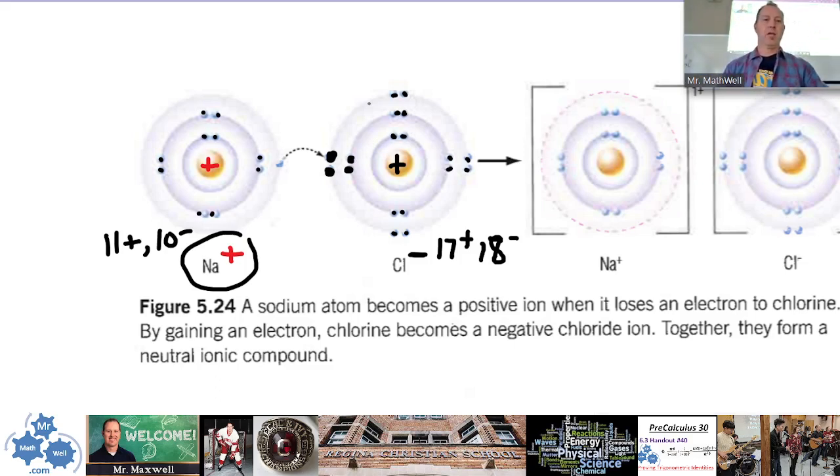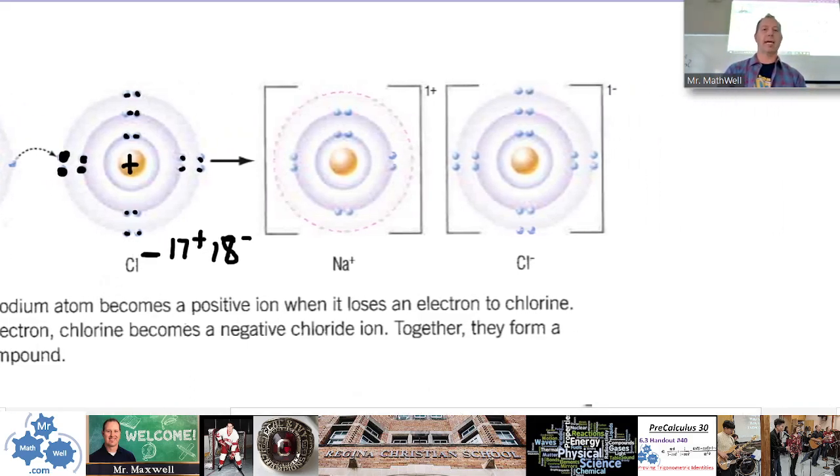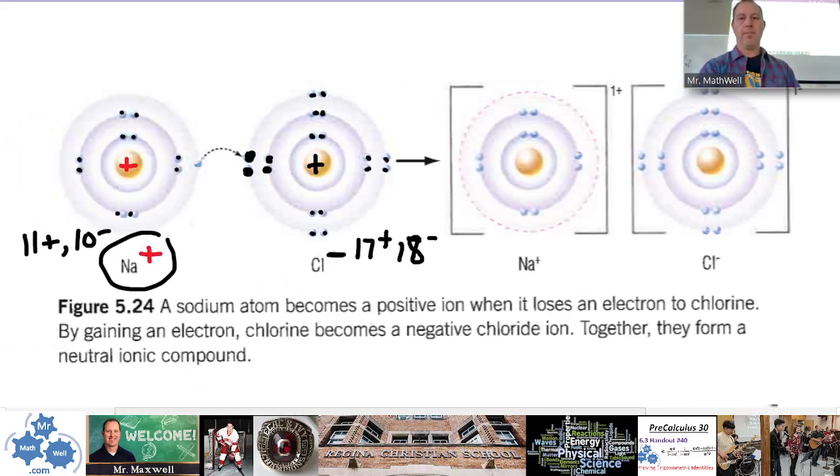Okay? Wait, so electrons are the ones that are flying around the nucleus? Electrons fly around the nucleus. That's right. And so here's what happens. So here's the diagram. You see there's one electron that's now missing from sodium, so it's positive, and one electron that's added to chlorine, which makes it now negative. It's like a stick.